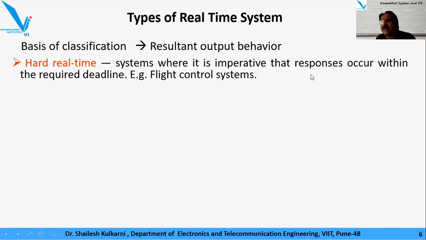There are many examples that we can discuss further. But in any example where a missed deadline gives a threat to a human life, that is referred to as a hard real-time system.